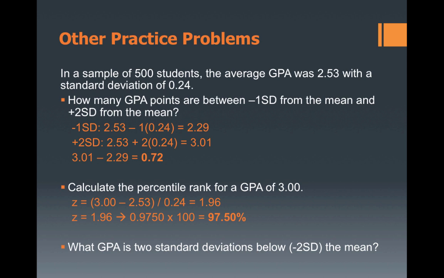Last question. What GPA is 2 standard deviation units below the mean? Well, this is kind of just like the first problem. We have the mean, 2.53, and we want to know what the GPA is 2 standard deviation units below it. So the mean minus 2 standard deviations, 0.24 each, is equal to a GPA of 2.05.